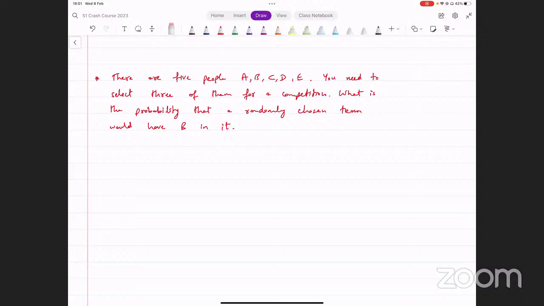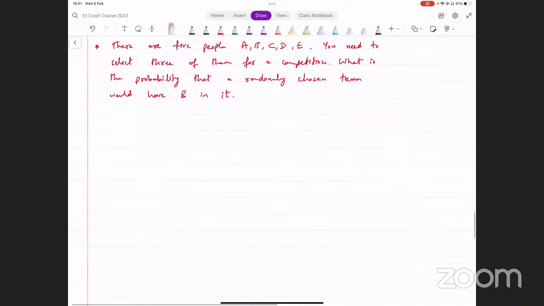Now, how is this going to work? Remember what the probability formula was? Probability was defined as number of favorable outcomes divided by the total number of possible outcomes. That's how the probability formula looked. When you have permutations and combinations, you can actually use the same formula.